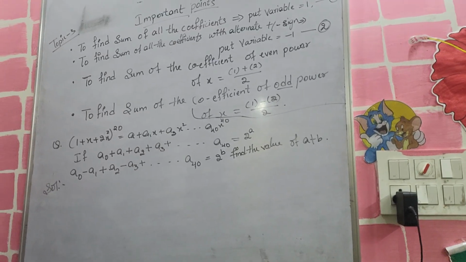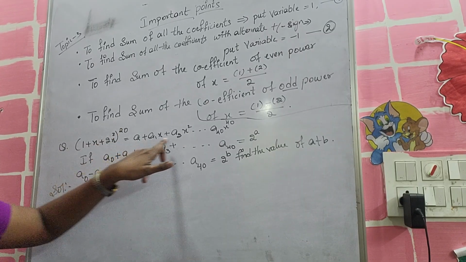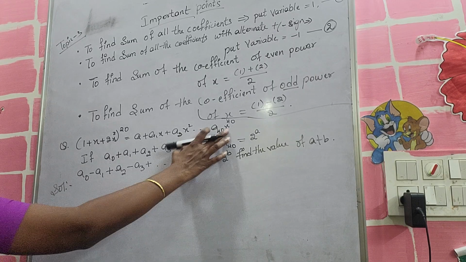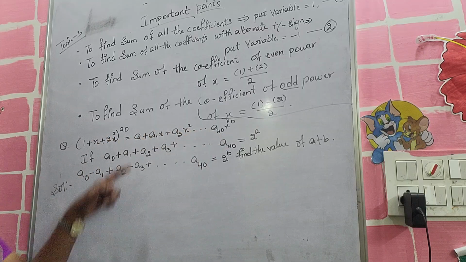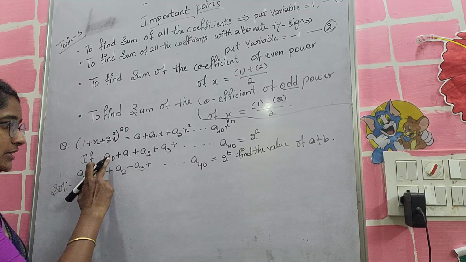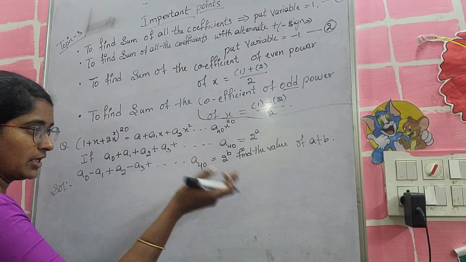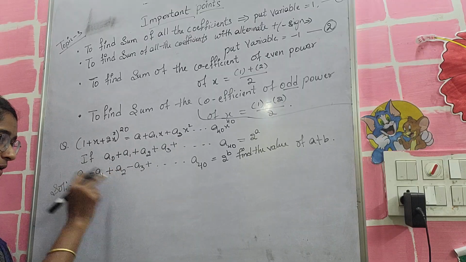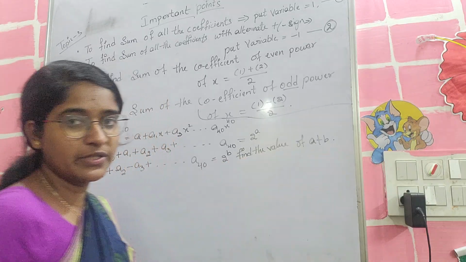Here, see how the question is given: (1 + x + 2x^2)^20, and the series is like this. How many terms do you have here till a40? From a0 to a40, that means 41 terms. Now, if these a0, a1, a2, a3 and so on sum to 2 power a, they gave that in the question, and if a0 - a1 + a2 - ... is 2 power b, then find the value of a + b, they are asking.